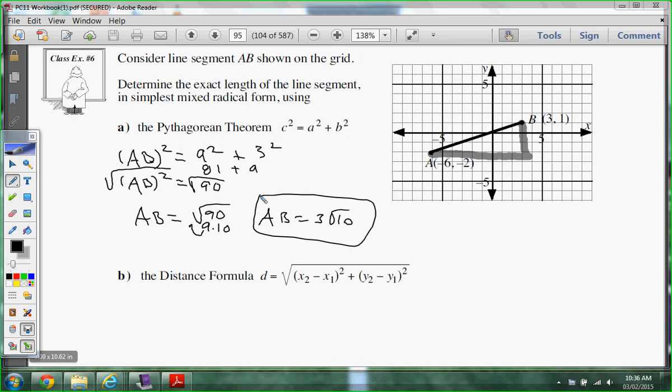Okay, the next part is we're going to do the distance formula, which is actually made from Pythagorean theorem. So you're going to see we're going to get the same exact answer using the distance formula. Which makes sense because when I asked you, what's 1 minus a negative 2? 3, right? And we got a 3. What is 3 minus a negative 6? 9. We got a 9. So the distance formula, honestly, is just a converted Pythagorean theorem, really. That's all it is.